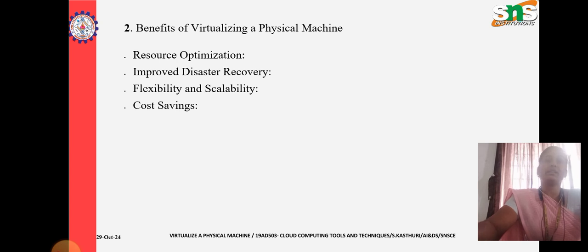So what are all the benefits of virtualizing a physical machine? Resource optimization: it consolidates multiple physical servers onto fewer hardware resources. Improved disaster recovery: easier to backup and restore VMs compared to physical machines. Flexibility and scalability: quickly deploy, migrate or clone VMs as needed. Cost savings: it reduces the hardware cost and energy consumption.